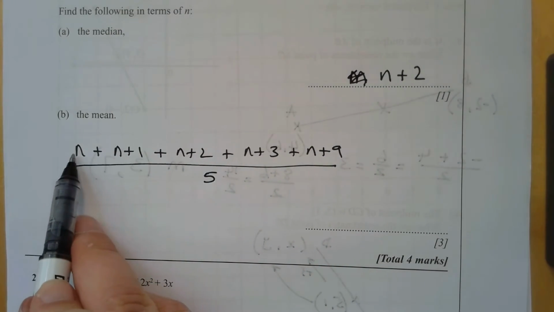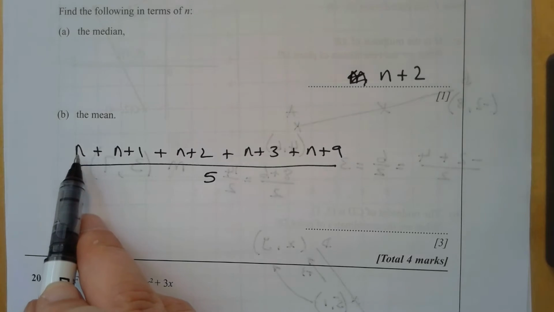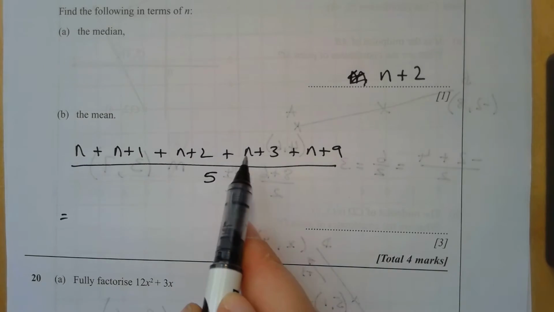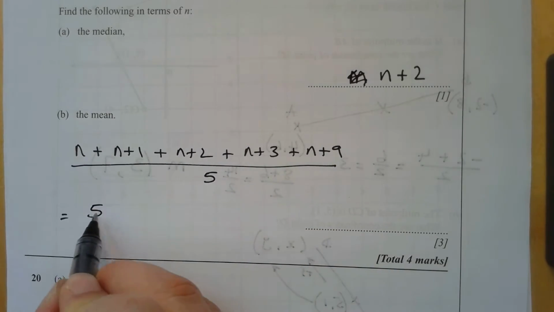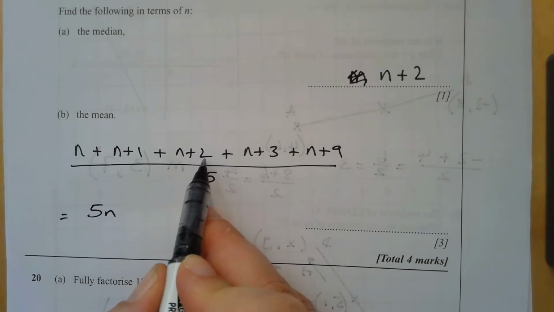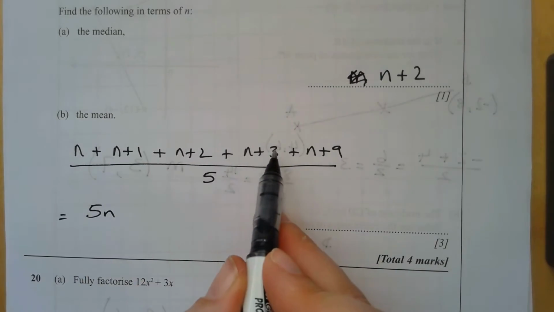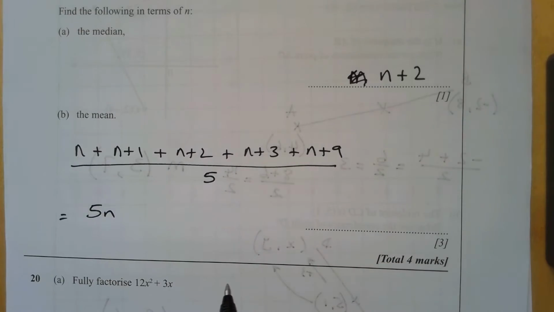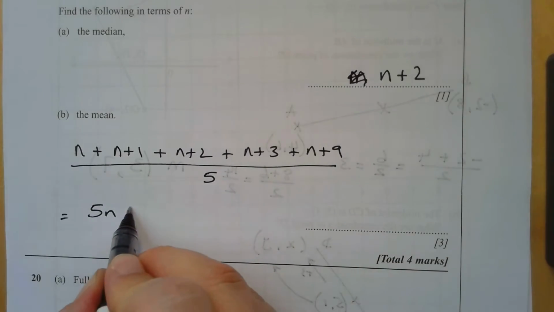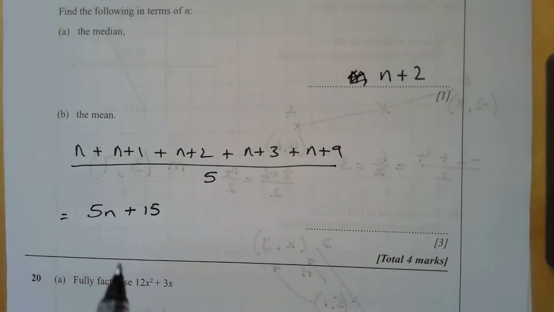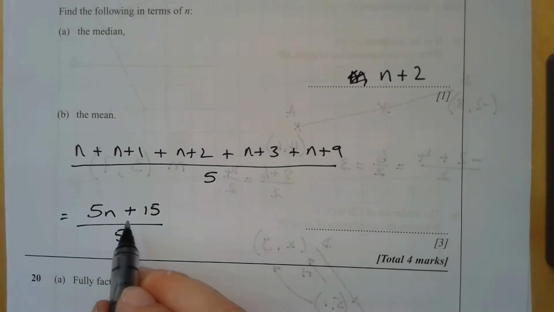How many n's? Well, this is 1n. It's got an invisible 1 in front of it. 1, 2, 3, 4, 5 lots of n. Then 1 plus 2, 3, 4, 5, 6. 6 plus 9 is 15. All divided by 5.